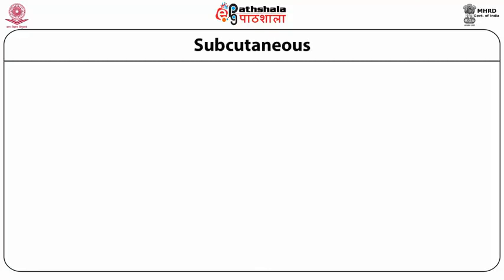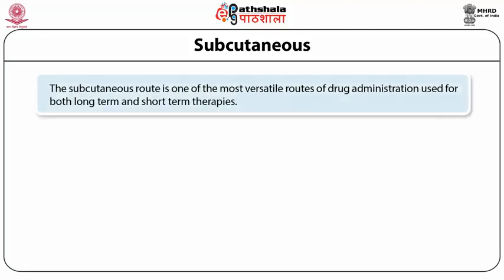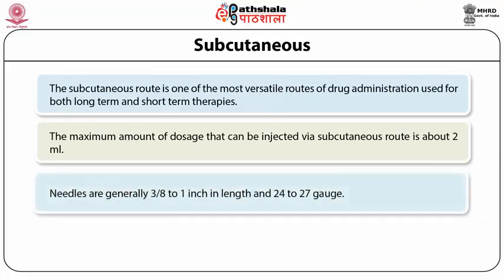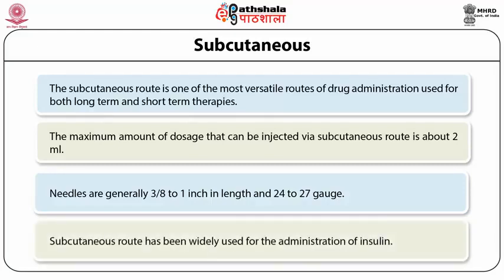The next route for parenteral administration, which is very commonly used, is the subcutaneous route. It is one of the most versatile routes of drug administration, used for both long-term and short-term therapies. The maximum amount of dosage that can be injected via the subcutaneous route is about 2 ml. Needles are generally 3/8 to 1 inch in length, and the gauge is between 24 to 27. The subcutaneous route has been widely used for the administration of insulin.